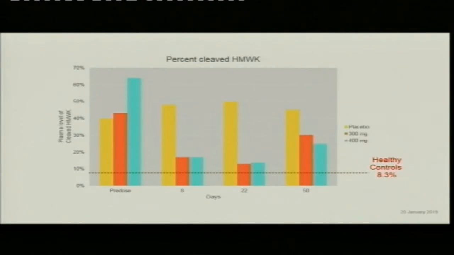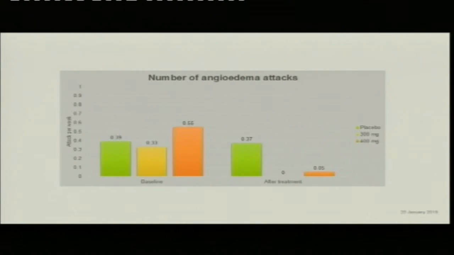However, when they compare the placebo with the 2 higher doses, the 300 and 400 milligrams, they found, this is the cleavage of high molecular weight kininogen. They found that that medication stopped the conversion of high molecular weight kininogen to bradykinin at a level almost close to the control level. So it was high suppression of the conversion of high molecular weight kininogen. And the attacks almost become 0 in the people with the 300 and 400.